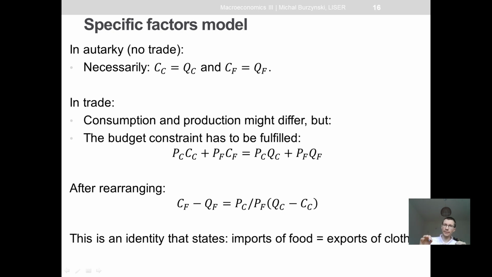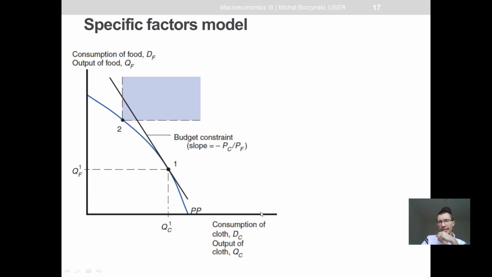Not the number of items, but the value of items. The number times the price level, right? So what is this? In fact, this is a very simple linear function of QF and QC, right? And the negative of this ratio of prices is the coefficient of the straight budget line. This is exactly the black line you can see here in the graph.